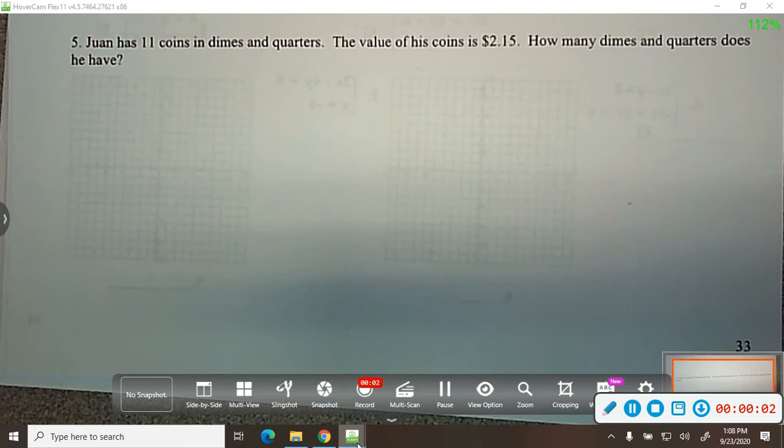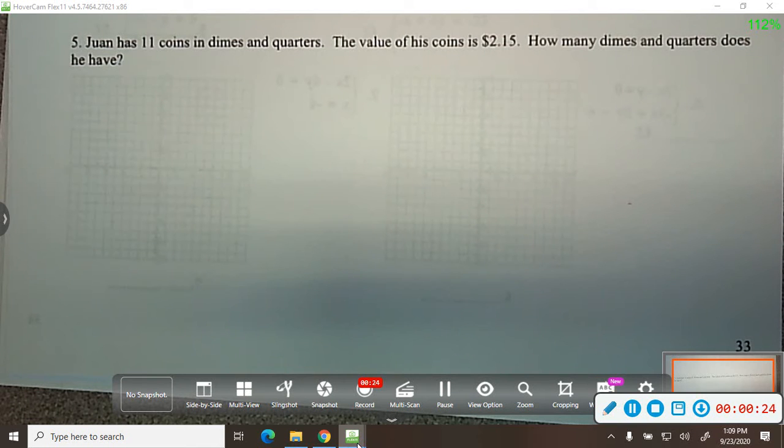So Juan has 11 coins, dimes and quarters. He does not have nickels, he does not have pennies, to keep it simple. If you add up all his coins, so if you take his piggy bank and empty it out, he counts $2.15. That's his value. So how many dimes and quarters does he have?